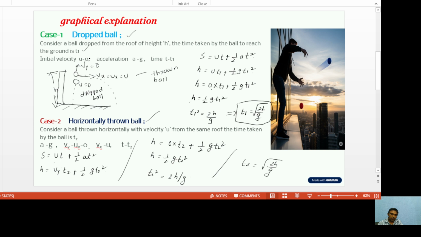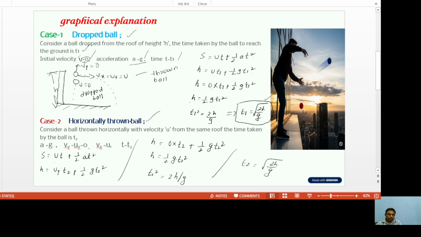Here initial velocity u is equal to 0. Why? Because the ball is dropped, so it acts as a freely falling body. For a freely falling body, u is equal to 0. It is falling vertically downward, so there is a gravitational effect, so a is equal to g. For time t1, s is equal to ut plus half at square. Substitute s is equal to h, because the ball is at a certain height. So h is equal to u into t1 plus half g t1 square. Substitute u is equal to 0: h is equal to 0 into t1 plus half g t1 square. Finally we get t1 is equal to root of 2h by g.